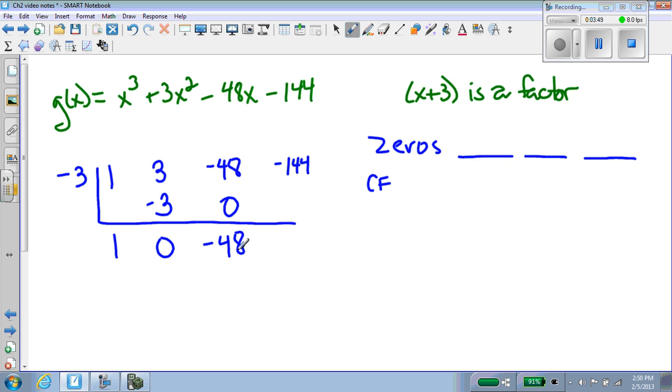3 times 48, 24, regroup the 2, 144 positive, 0 remainder. That's what I'm looking for when I do my synthetic division. I'm looking for a 0 remainder. If I don't get a 0 remainder, it either means that the thing I tried to check as a 0 isn't really a 0, or I made a math mistake. Okay, so what we've got is that's a factor. We've confirmed it. So negative 3 is one of the zeros.